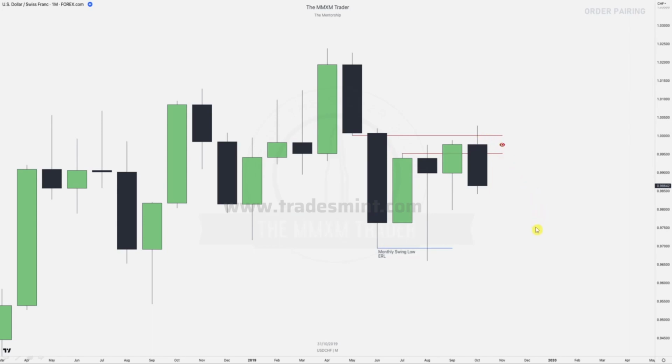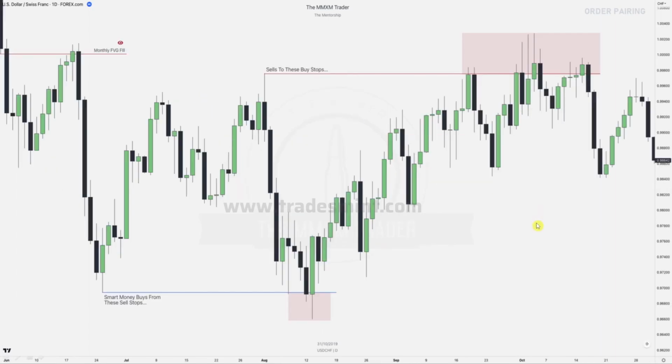Now, how does that order pairing look like on a daily chart? Right, so we start off with those sell stops over here, that old low on the monthly chart. On the daily, we have a clean swing low formed down here below this low, and then we're breaking up structure again over here, breaking here, and then continuing down into discount over here, and then continuing up.